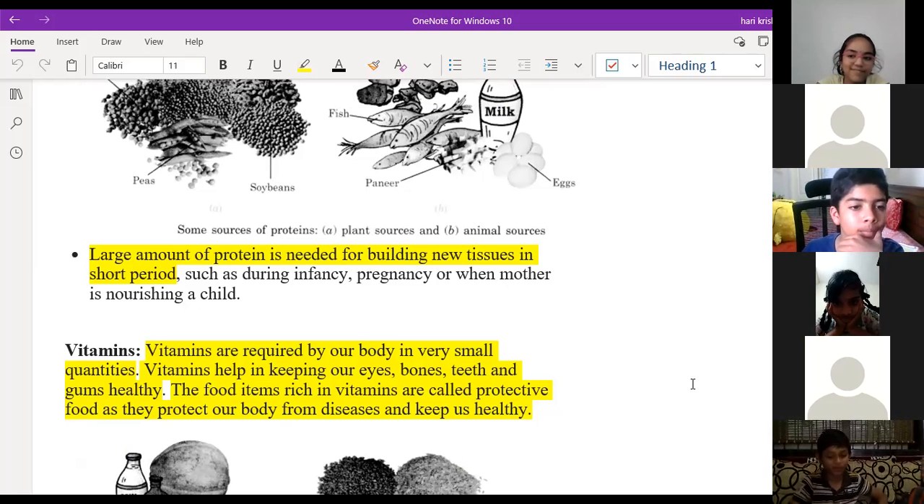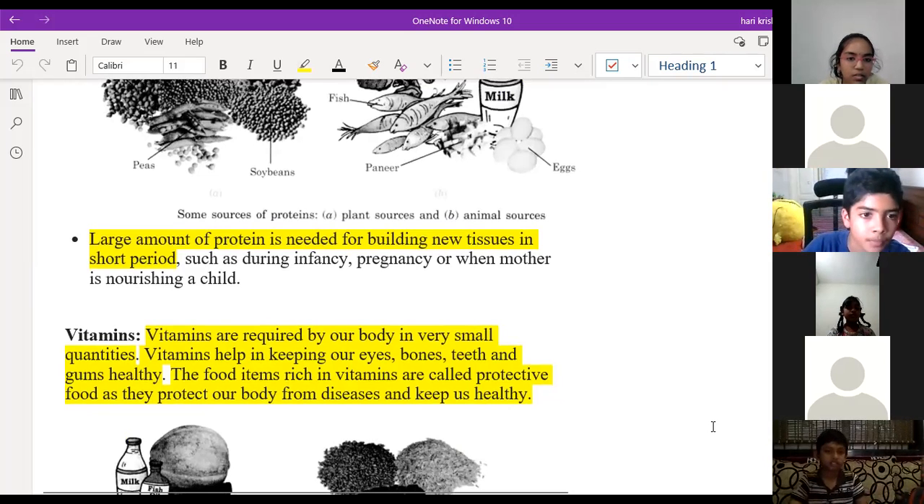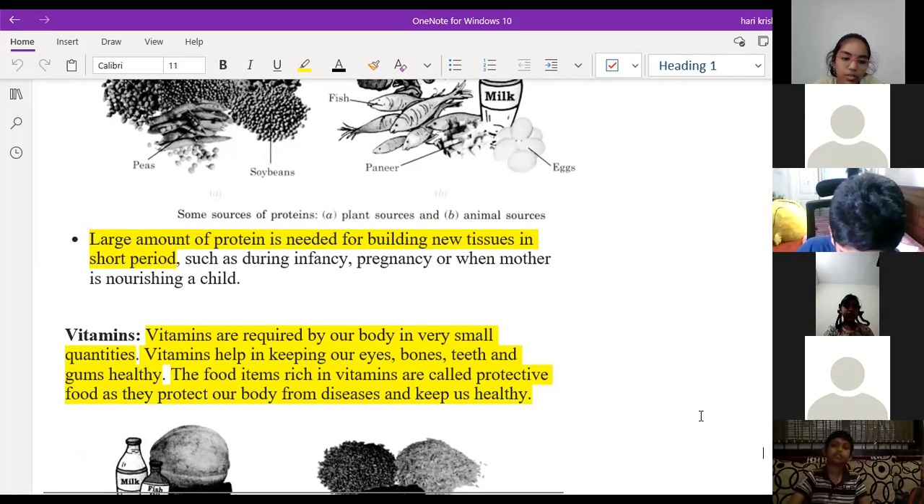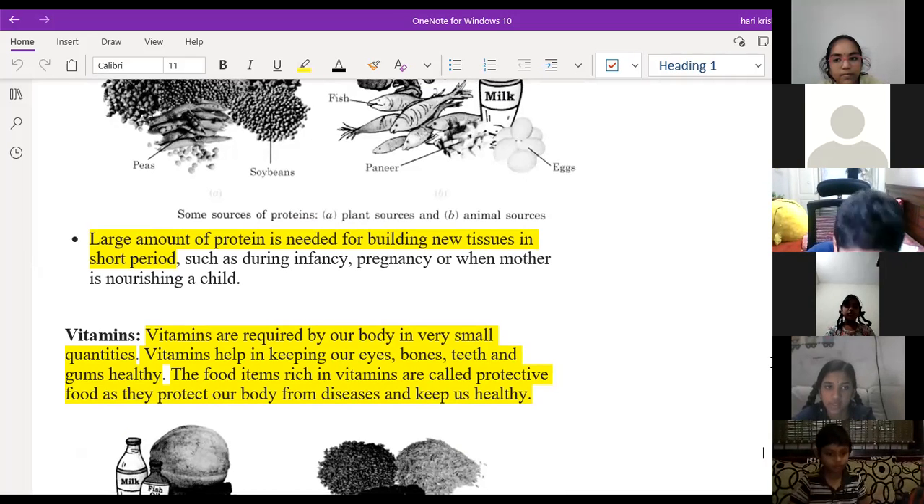Okay, sir. So next one, vitamins. What is the main role of the vitamins in the body? Sir, to keep us healthy from all diseases. Good. What is the main role of the vitamins, Deepthi? Sir, it keeps us healthy from getting affected by disease. Okay. Turn on your cam, Deepthi. Everyone has to turn on your cam until the last minute of the class.